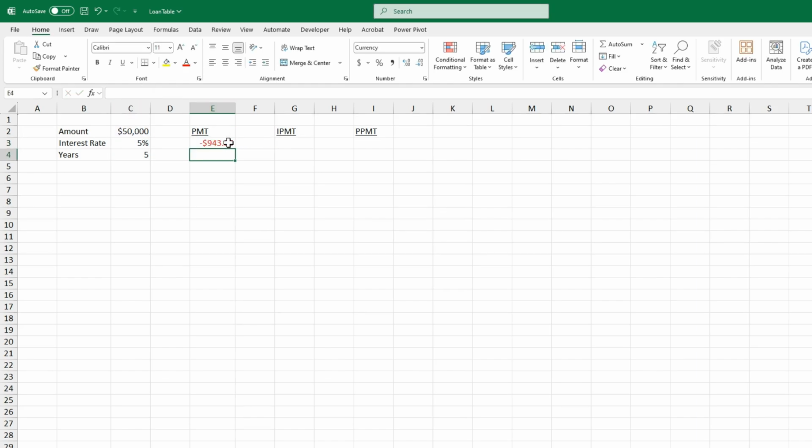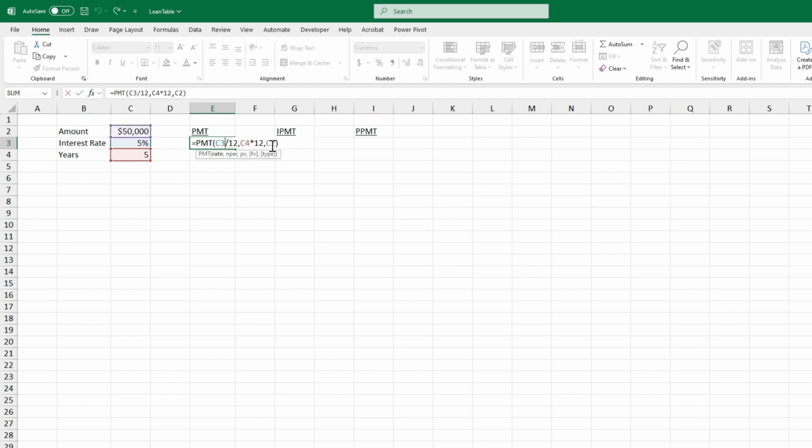And it's going to give me negative $943. And the reason this is negative is because right now this loan is a cash inflow, it's coming to me. And then this is negative because this is a cash outflow. I'm giving it right back to them.